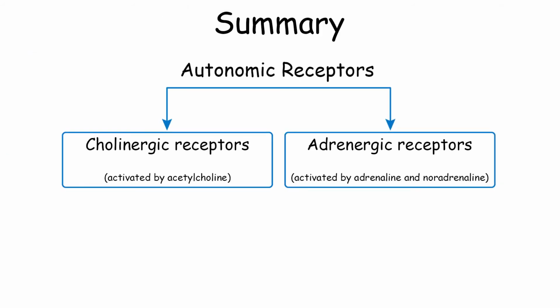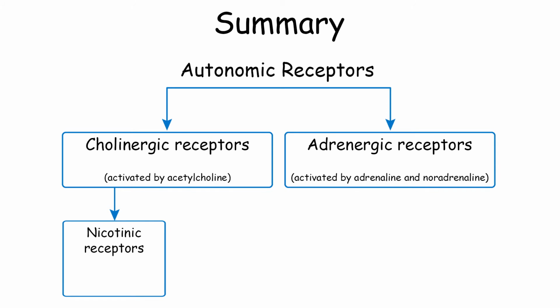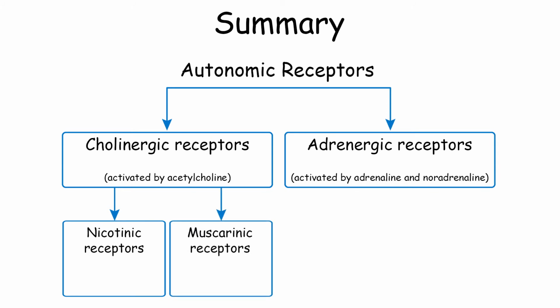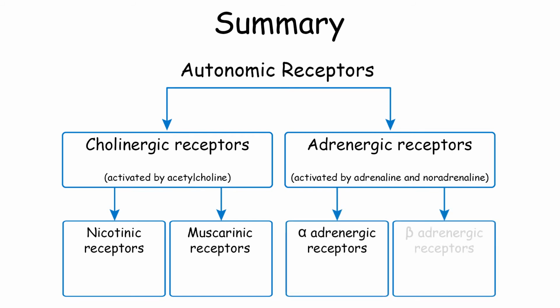In summary, cholinergic and adrenergic receptors mediate neurotransmission in the autonomic nervous system. Cholinergic receptors include nicotinic receptors, which are ligand-gated ion channels, and muscarinic receptors, which are GPCRs. Adrenergic receptors include alpha and beta adrenergic receptors, which are also GPCRs. These receptors have different distributions in the body and mediate different effects, making them possible drug targets.